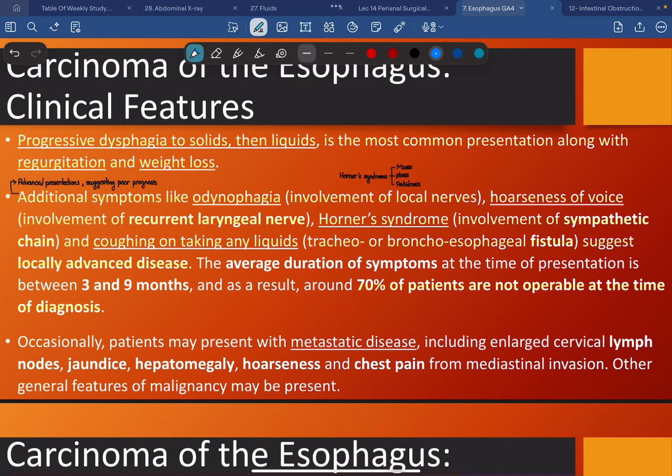On average, the patient presents with a history of 3 to 9 months of symptoms before presentation. This is why most of them are late and unfortunately are not for curative treatment.